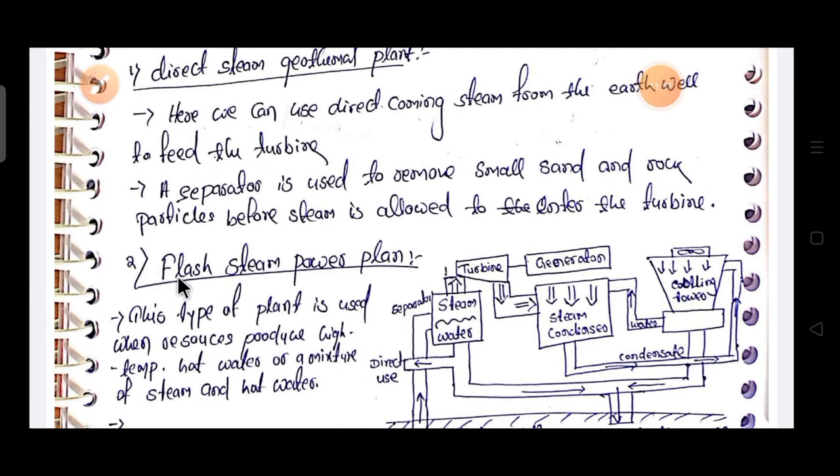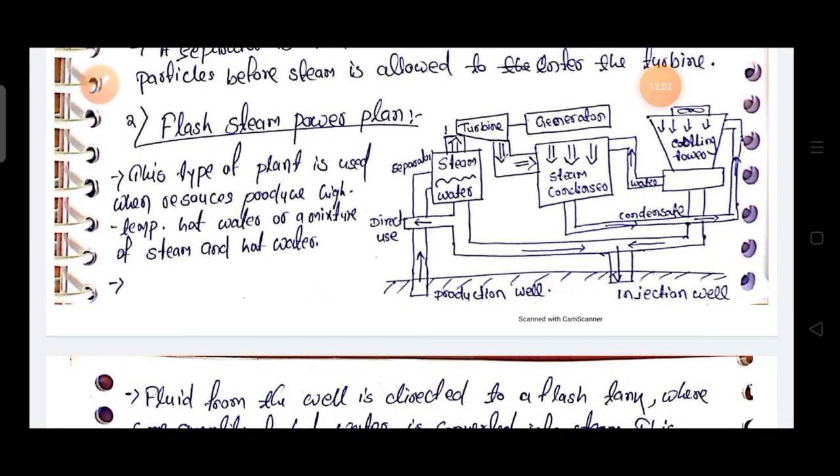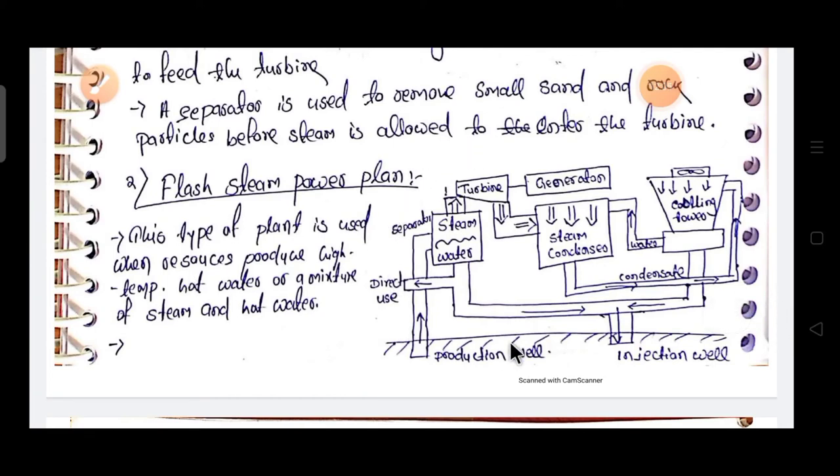Next we see the flash steam power plant. Here I provide a diagram. This type of plant is used when the source produces high temperature hot water, or a mixture of steam and hot water. If the source produces very hot water, like 150 degrees Celsius, or a mixture of steam and hot water, this source can be used in this plant to produce electricity. Okay, let us discuss how we produce electricity.